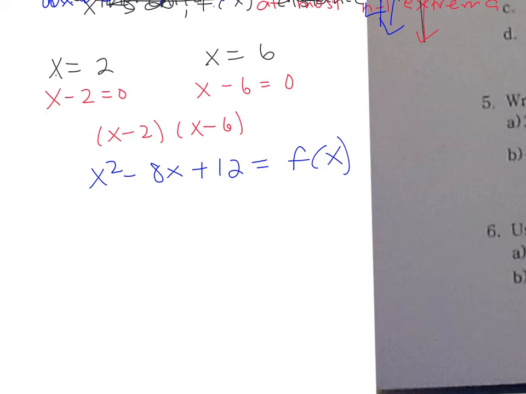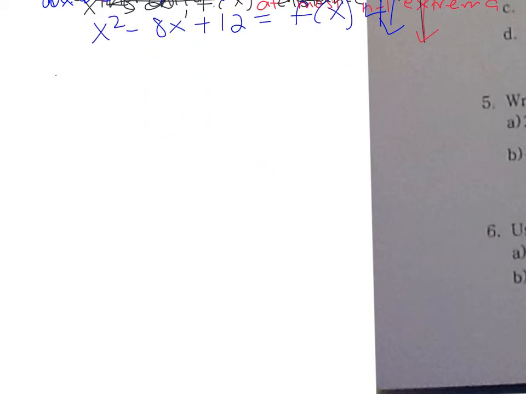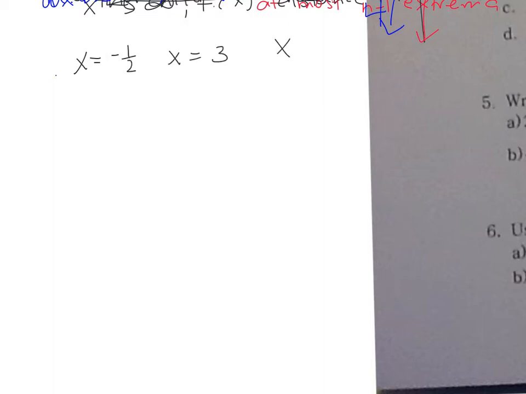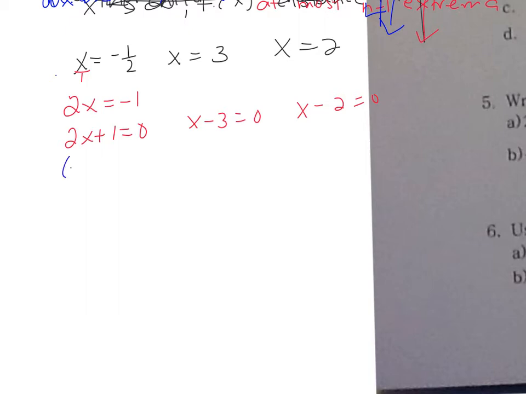Okay, so let's try 5b. So my zeros are x is equal to negative a half, x is equal to 3, and x is equal to 2. Okay, so to get rid of the fraction, we'll cross multiply. So we get 2x is equal to negative 1, so 2x plus 1 is equal to 0. We have x minus 3 equals 0, and x minus 2 equals 0. All right, so I have 2x plus 1 times x minus 3 times x minus 2.